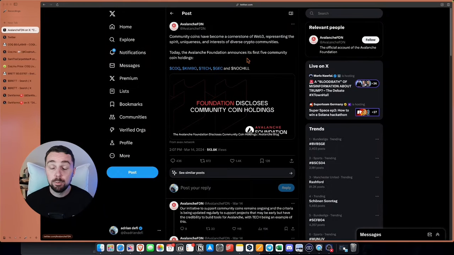And another very bullish catalyst is that the Avalanche Foundation announced that they are holding different meme coins. Cog is one of them, the biggest one. They are also holding Kimbo Tech, Gecko, and NoChill. But that a foundation that is building the blockchain is holding a meme coin, that's really nice for the Cog.